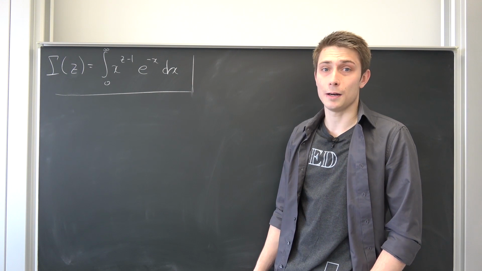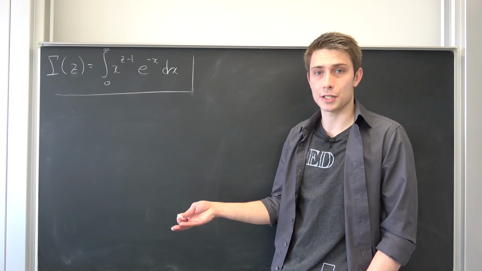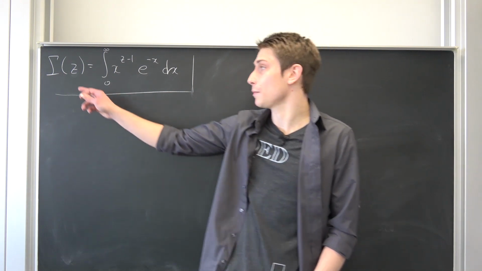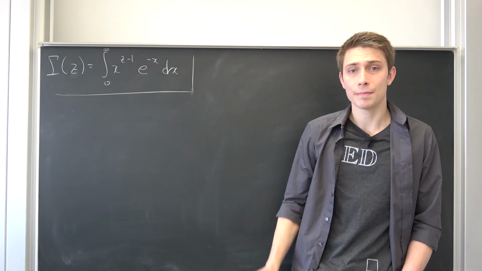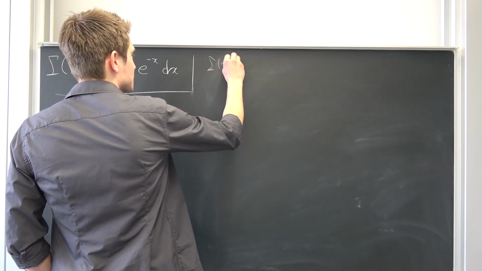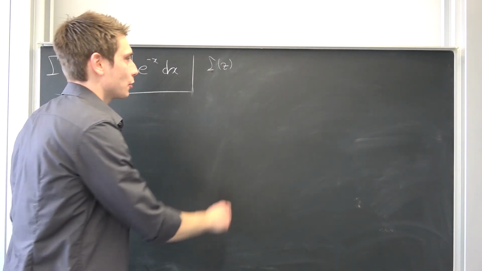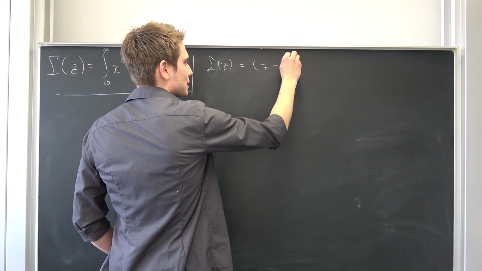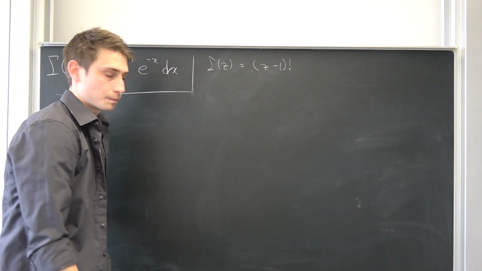And I want to give a little inspiration for what we are going to do today. At first, using just our gamma function at integer values. Okay, that's what we are going to do at first. Let us take a look at gamma of z. Well, as we all know, at integer values, that's nothing but z minus 1 factorial.